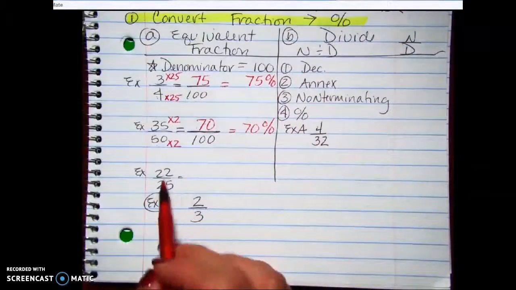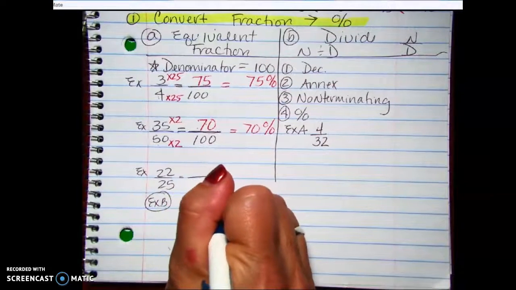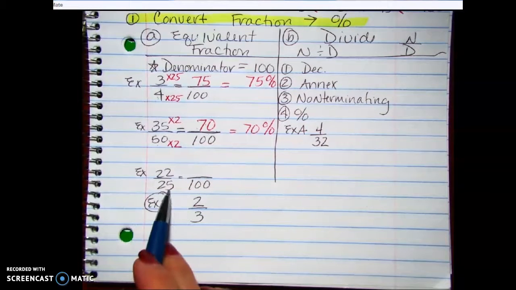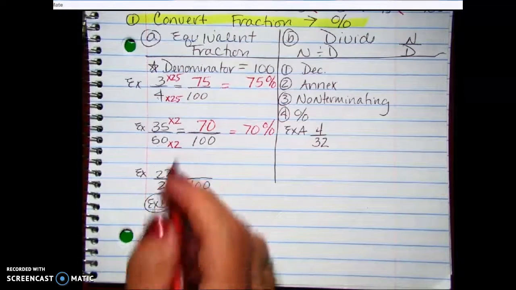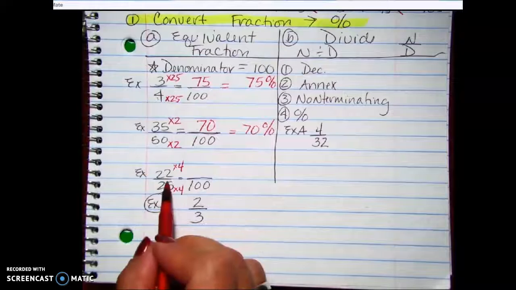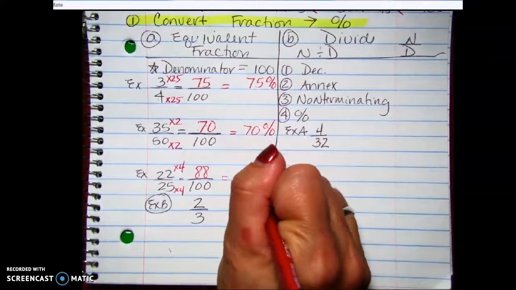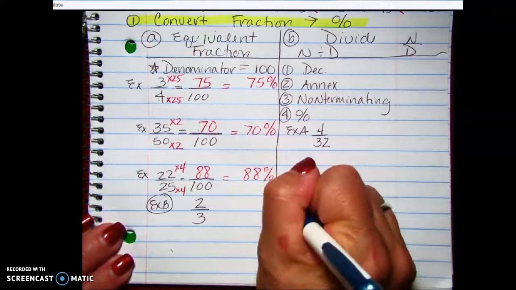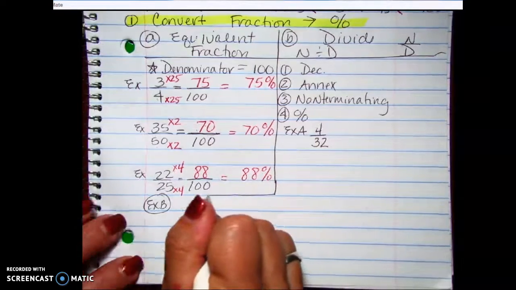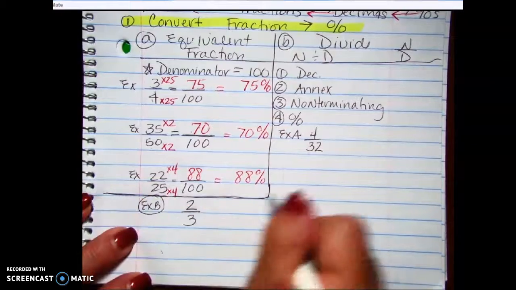Let's go here. Now here, maybe I got a quiz and I got 22 out of 25. It looks like it's pretty good, but let's see. I'm going to turn it into 100, and I know that 4/4 equals 1. So I'd have to multiply by 4, and of course I do that to my numerator. 22 times 4 is 88, and I end up with 88%. Hey, not bad. So this is when you are able to see that you can create an equivalent fraction with the denominator of 100.